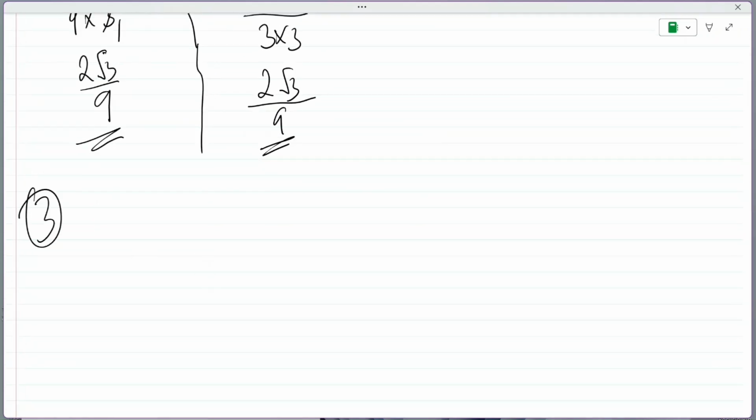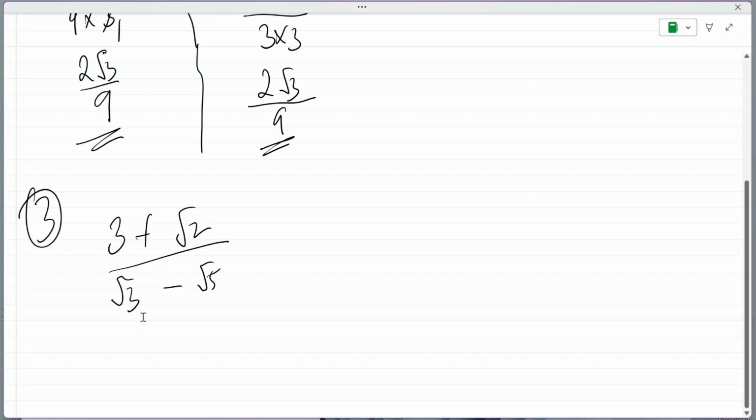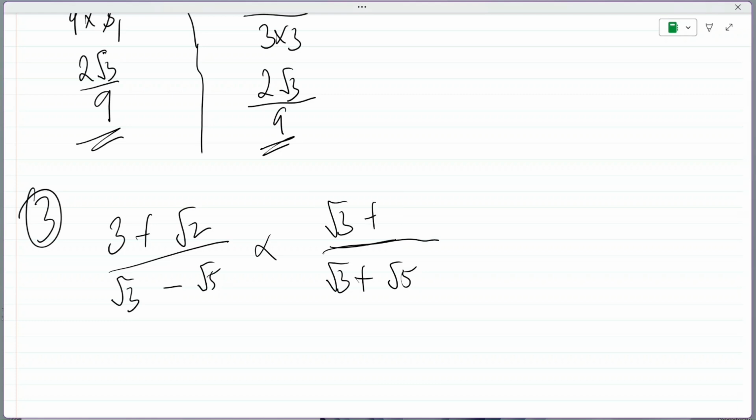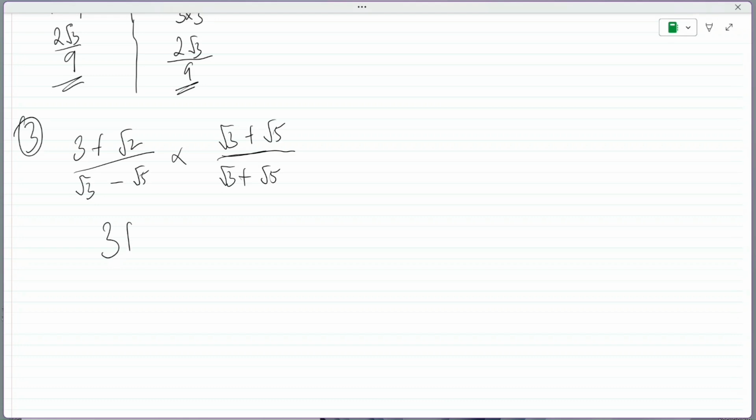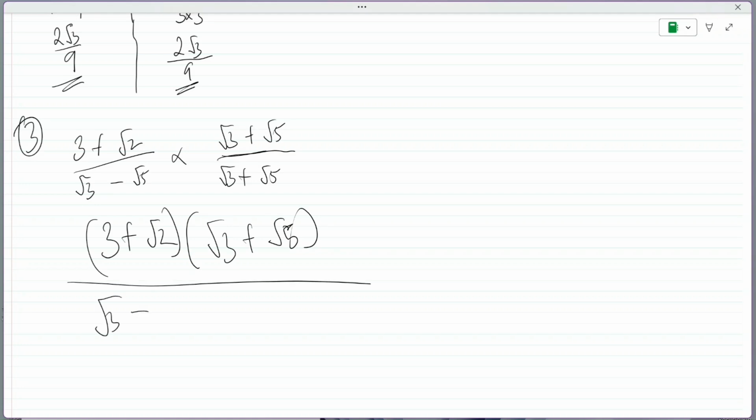The next question, question 3. Let's say you have 3 plus root 2 over root 3 minus root 5. What you're going to do is you consider the denominator, then you create its conjugate, which is root 3 plus root 5. Then you multiply both the numerator and the denominator by it. Also at the numerator level, you have root 3 plus root 5. This is also the same thing as 3 plus root 2 in bracket times root 3 plus root 5 in second bracket over root 3 minus root 5 in one bracket and root 3 plus root 5 in second bracket.